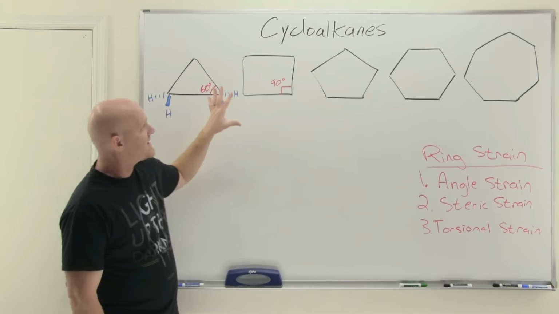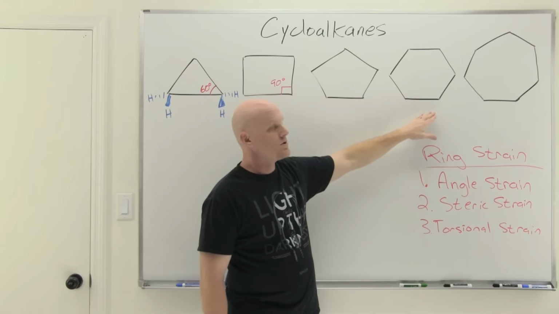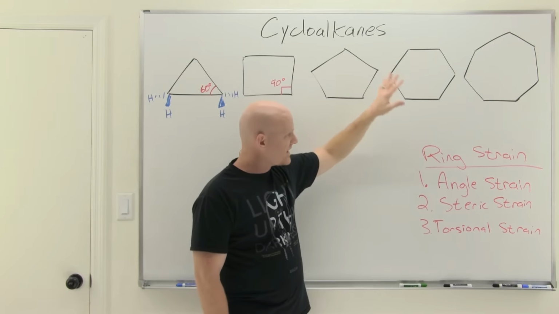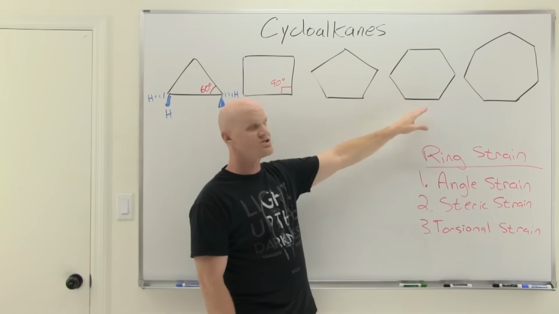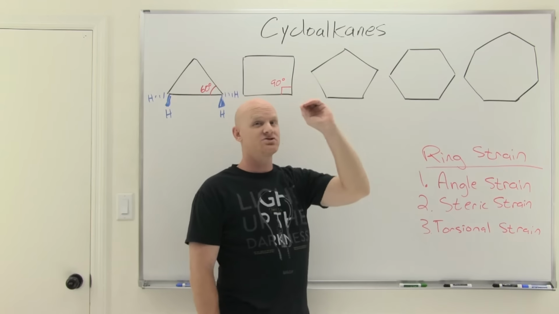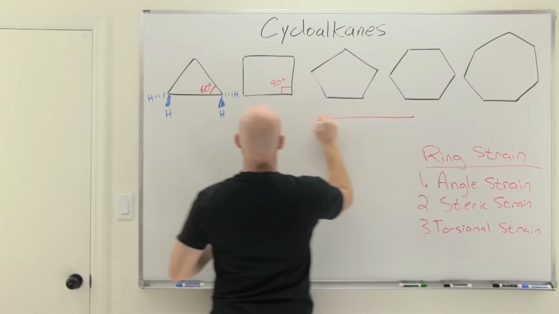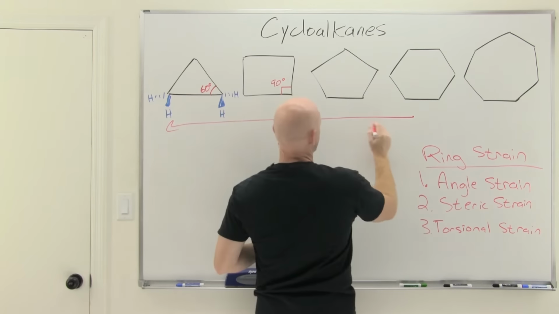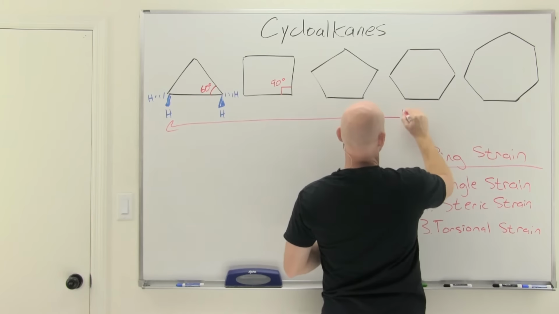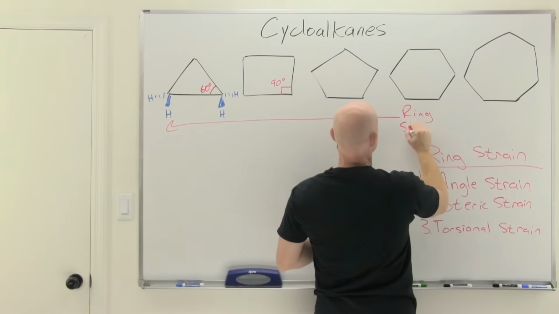All right, so it turns out by the time you get all the way over to cyclohexane here, cyclohexane has the ability in its chair conformations to have zero ring strain. But it turns out that as you get smaller and smaller and smaller, you're going to have more and more and more of this ring strain associated with it.